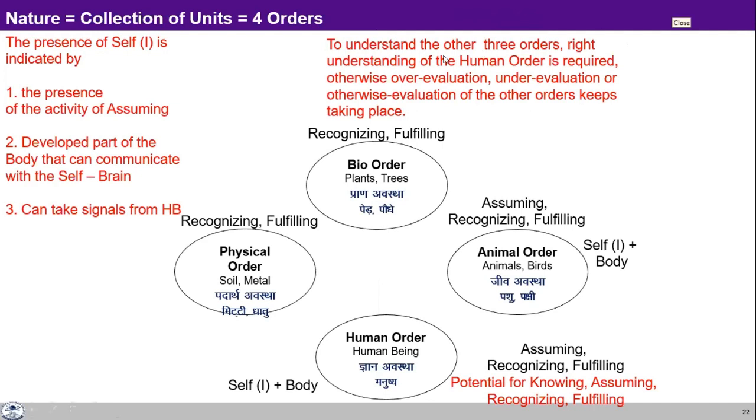So we had discussed this yesterday, that the presence of self is indicated by these three things: the presence of activity of assuming, and some part of the body being so developed that it can communicate with the self, something that is called a brain. And the third thing we can also take up, but we can keep it optional, that it can take signals from the human being. So you can observe whether there is activity of assuming involved with that particular entity or not.